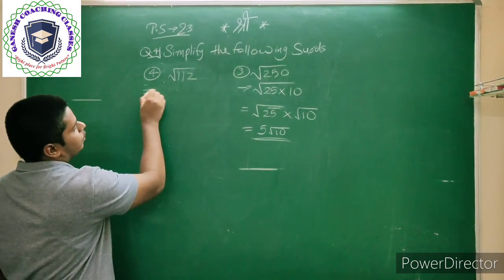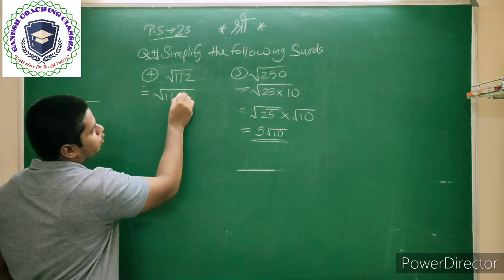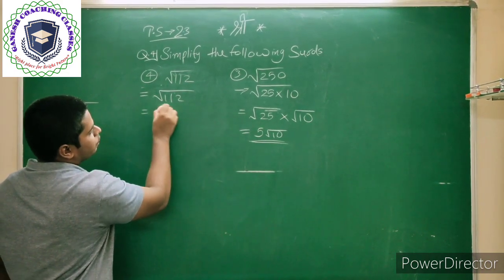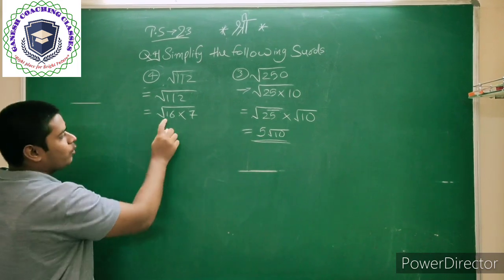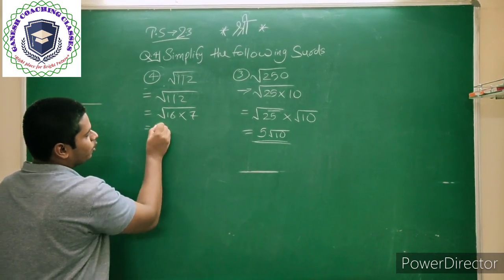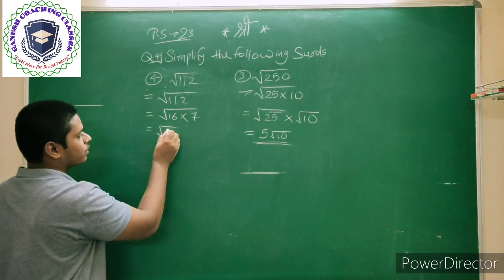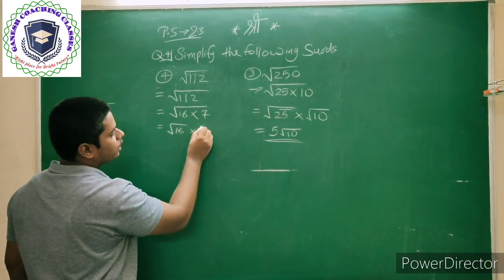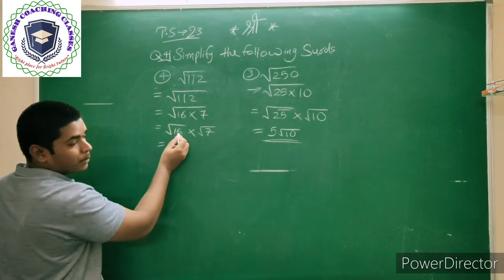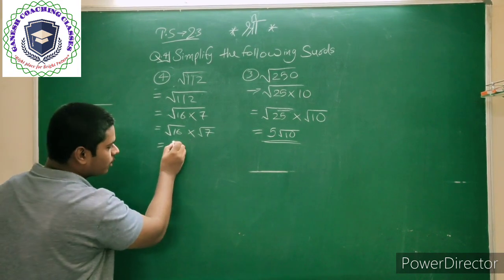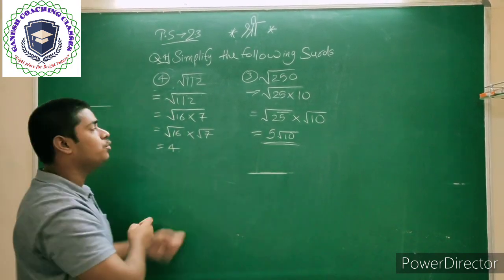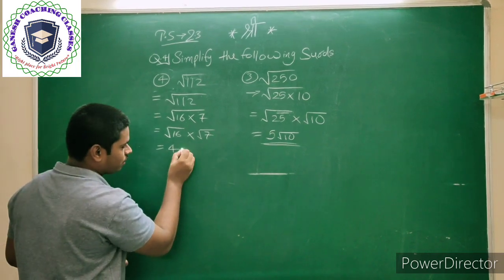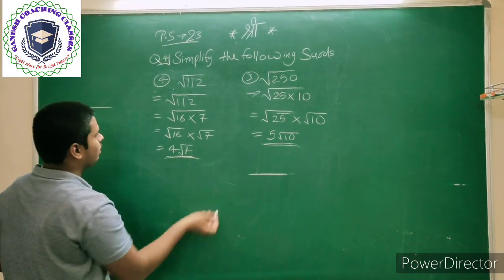So here we are writing root 112 as root of 16 sevens are. Now we can split these roots because these numbers are in multiplication. Here root 16 into root 7. We have the predefined value of root 16, that is 4, and we do not have the predefined value of root 7, so root 7 will remain as it is. So here we get the answer, that is 4 root 7.